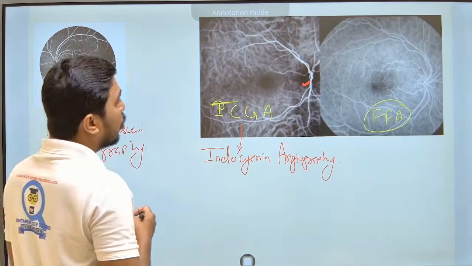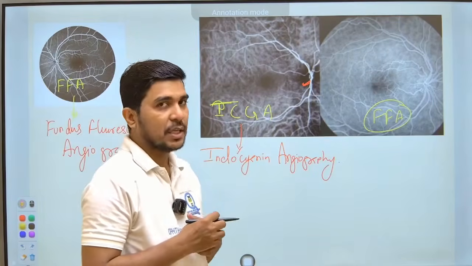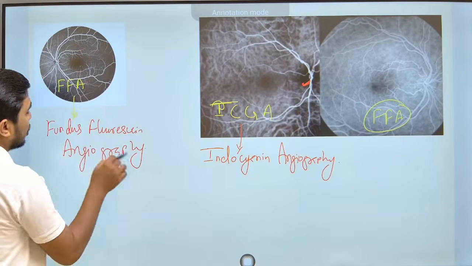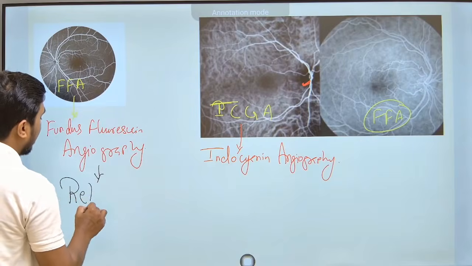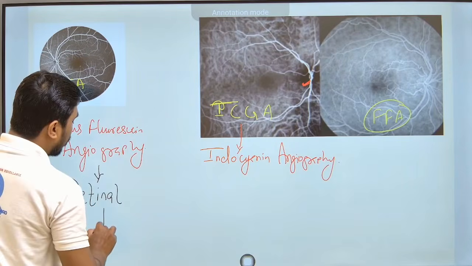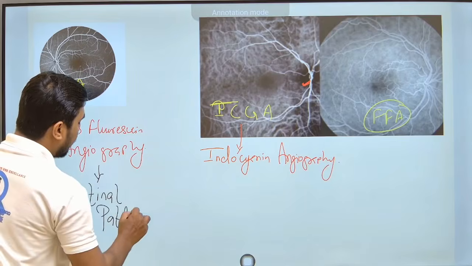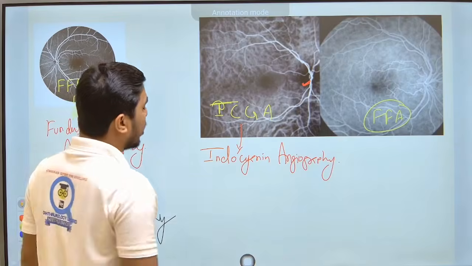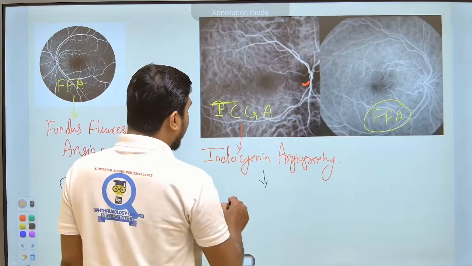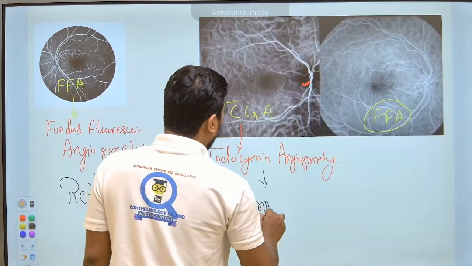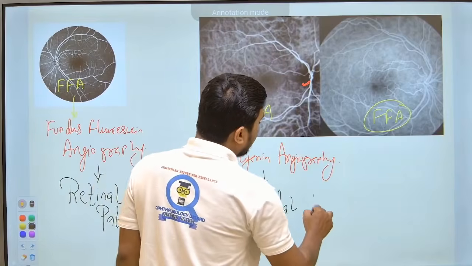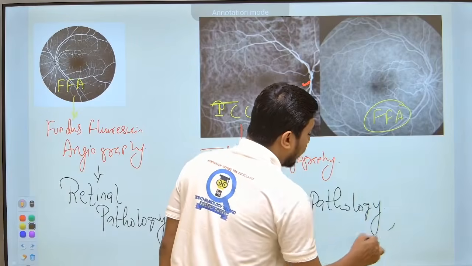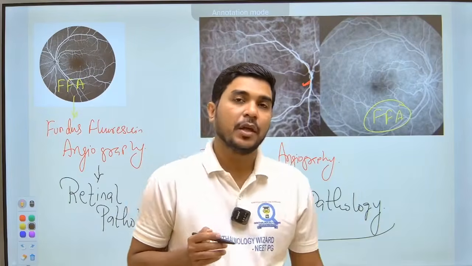Now, roughly, you need to understand these things. I am telling you one more important thing: fundus fluorescein angiography basically depicts the retinal pathology. It is important for retinal pathology, while indocyanine angiography is important for detecting choroidal pathology, right? It is used to describe choroidal pathology. Understood my point? Now coming to the next.